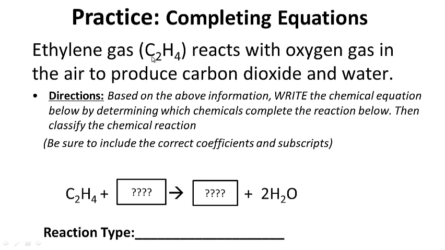So ethylene gas, a hydrocarbon, reacts with oxygen to produce carbon dioxide and water. Let's throw down our oxygen and our carbon dioxide, CO2, balanced. We have 4 oxygen and 6 oxygen total on this side. So it looks like we're good. 2 carbon and 2 carbon. Based on the fact that it's a hydrocarbon reacting with oxygen to make CO2 and water, I would call this a combustion reaction. Hopefully you got that right.